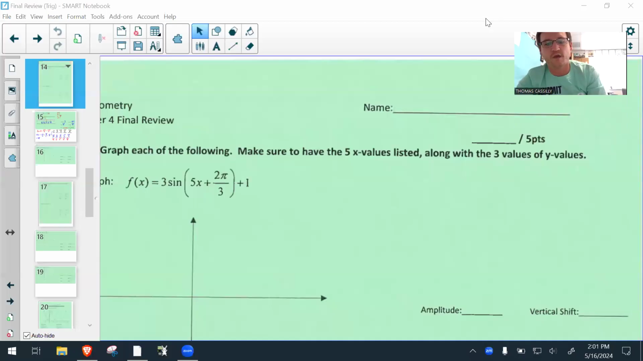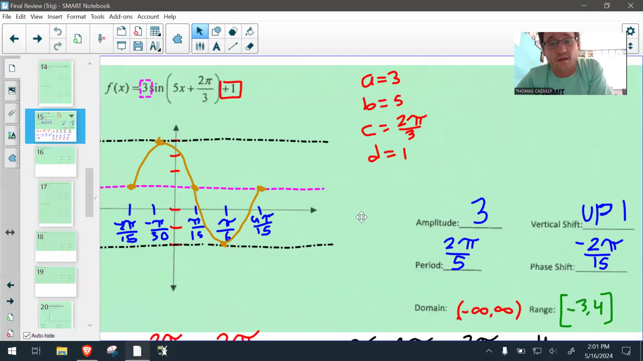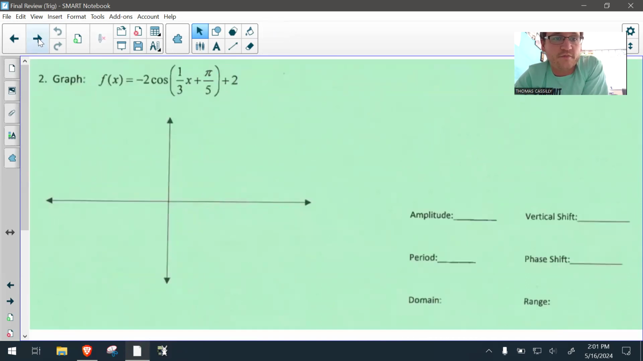All right. Where are we? This is the unit 4 portion of our trig final exam. So it's lots and lots and lots of graphing on this one. This first one we did in the last video. Now this next one, it's the same thing. So I'm not going to make a video on this one.